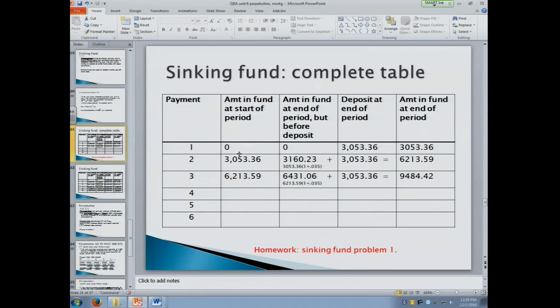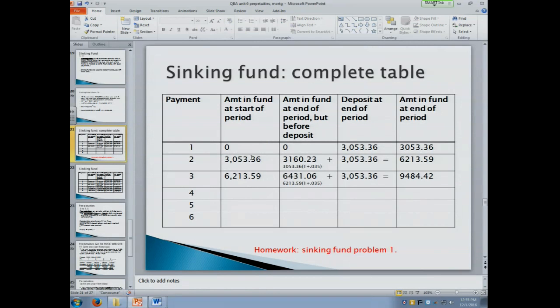So we start with 0 in the fund. Before we deposit any money, there's 0. From the previous slide, I said my payment is $3,053.36. So the amount in the fund at the end of the first period is $3,053. Okay, so here we are at the start of the period. We're going to go 6 months because that's what was defined in the problem.